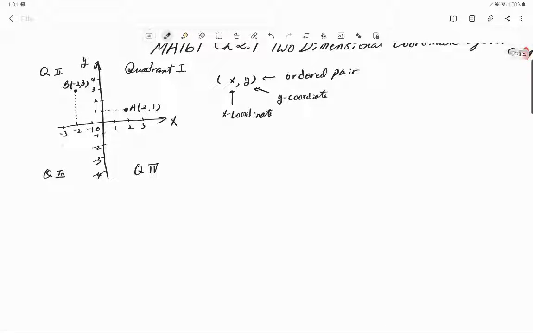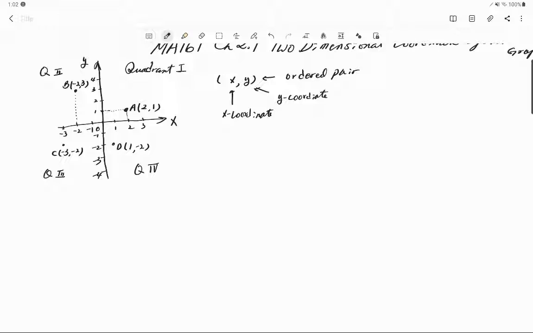How about this point, let's say C? From the center, we go 3 units to the left, and then this time we go down 2 units, so the y value is -2. Okay, how about this point, D? From the origin, we go 1 unit to the right, so the x value is 1, and then 2 units down, so the y value is -2.